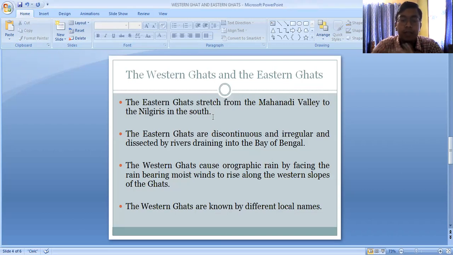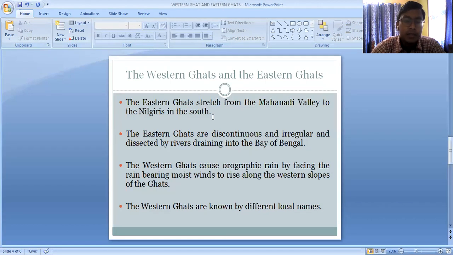The Nilgiri Hills are actually the tri-junction of three states: Tamil Nadu, Karnataka, and Andhra Pradesh. They meet together at this point of Nilgiris, in this Nilgiri Hills region.